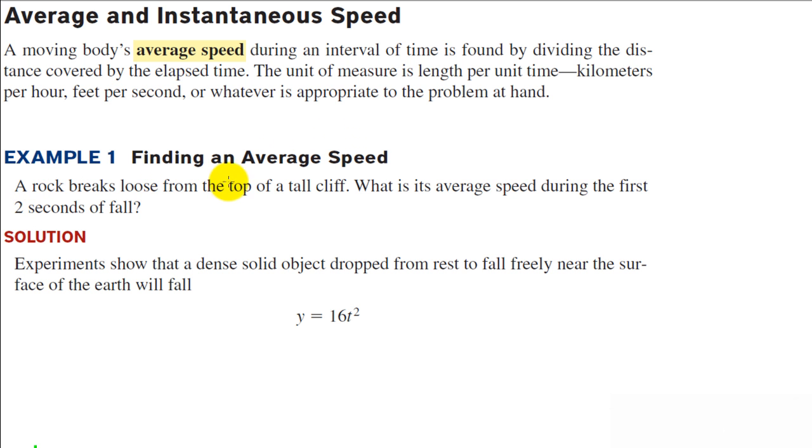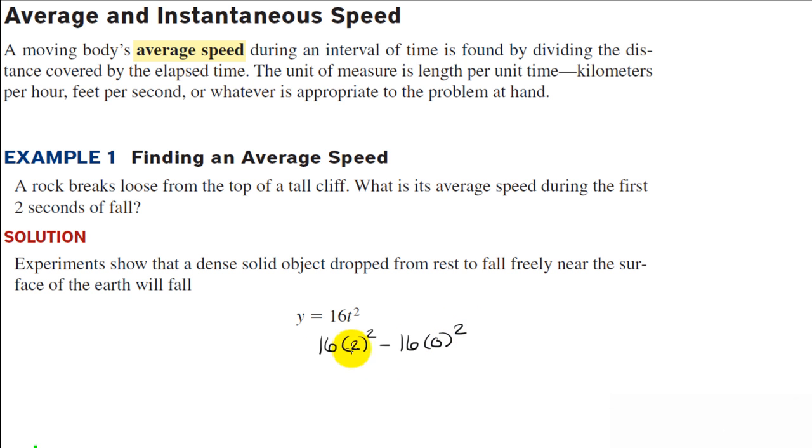In example 1, we want to find an average speed. A rock breaks loose from the top of a tall cliff. What is its average speed during the first 2 seconds of fall? Solution. Experiments show that a dense solid object dropped from rest to fall freely near the surface of the earth will fall y equals 16t squared, and this is going to be, I believe, feet, so we're looking at feet per second.